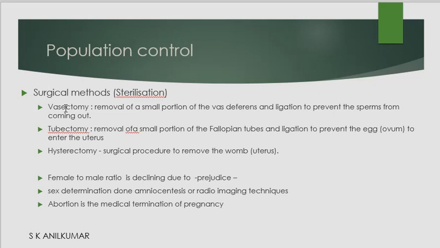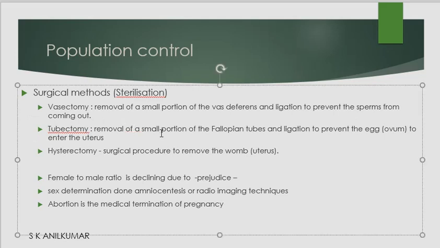One is vasectomy. Vasectomy is removal of the vas deferens and then preventing the sperm from coming out. Second is tubectomy. Removal of a small portion of the fallopian tube and preventing the egg, the ovum, from entering the uterus. Preventing the sperms from coming out or preventing the eggs from coming into the fallopian tube is vasectomy or tubectomy.